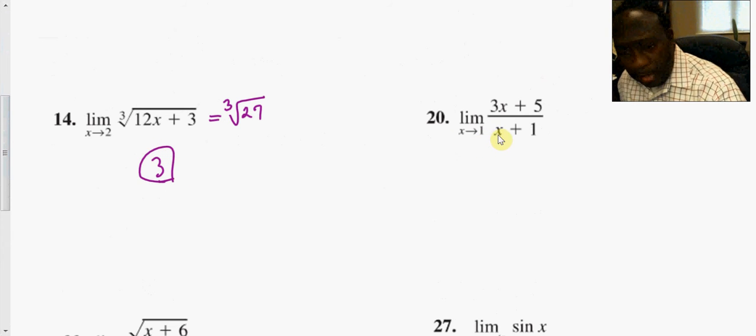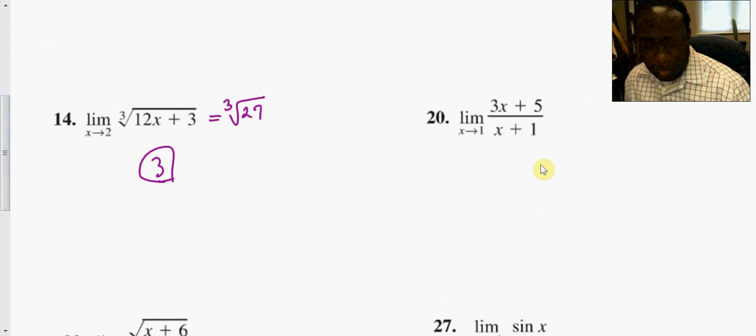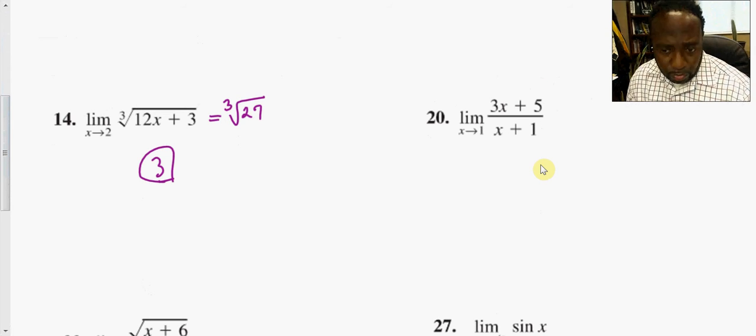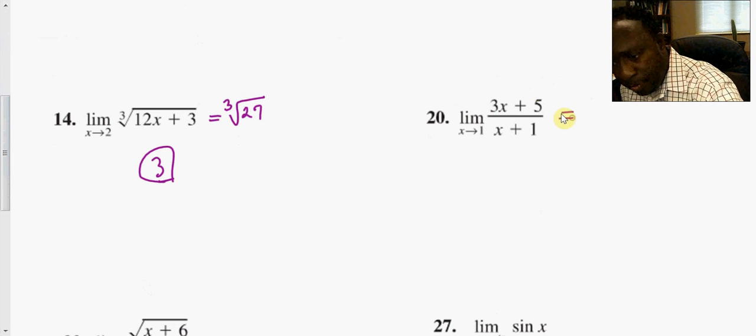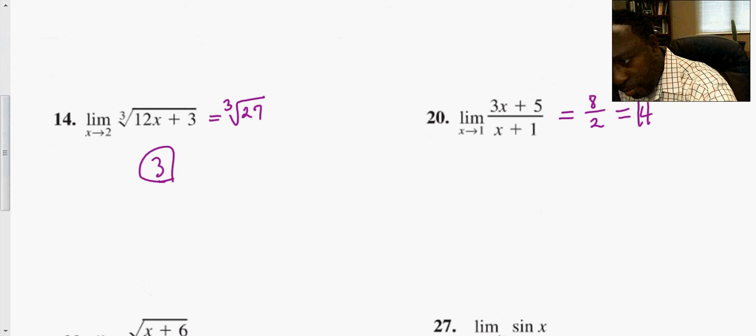Again, we can plug in. There's no discontinuity for the denominator. If this was x minus 1, you plug in x equal to 1, you get 1 minus 1. You have 0 in your denominator, so then we get nervous and scared. But we don't have to do that now. Just plug in x equal to 1. So we get 3 plus 5 is 8 all over 2. So the limit is 4.